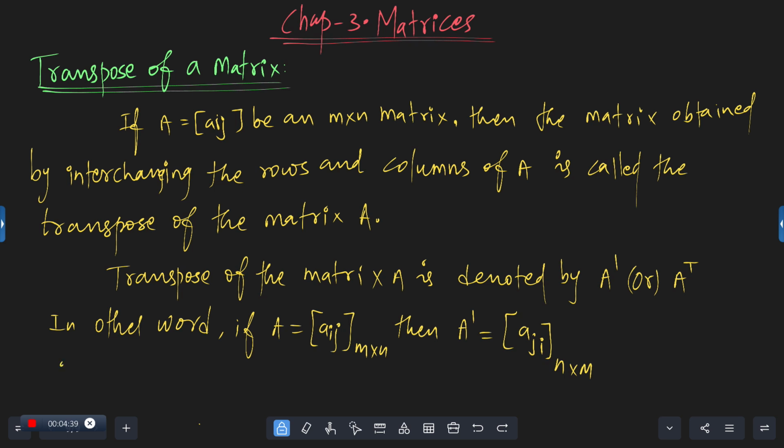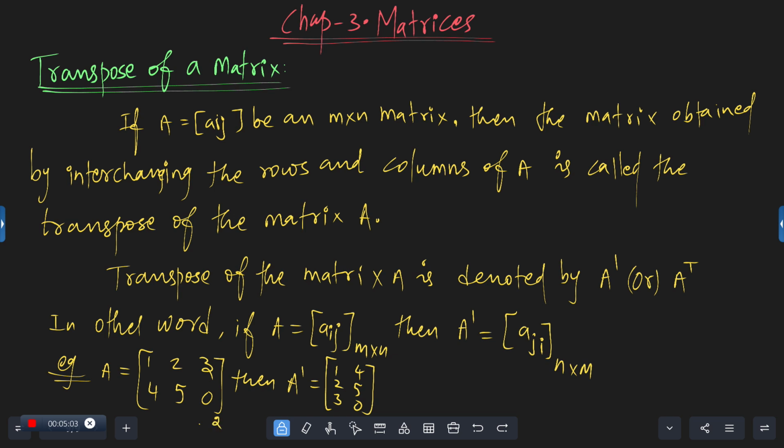Understand? So a simple example I will give. Suppose A equals 1, 2, 3, 4, 5, 0. If I take matrix A, then A transpose, that is A dash, equals 1, 2, 3 the first row written as a column, and 4, 5, 0 likewise. Here we have 2 rows, 3 columns, but here we have 3 rows and 2 columns. That is a very important definition. Transpose will be useful in the fourth chapter also, the determinant chapter. You understand this.